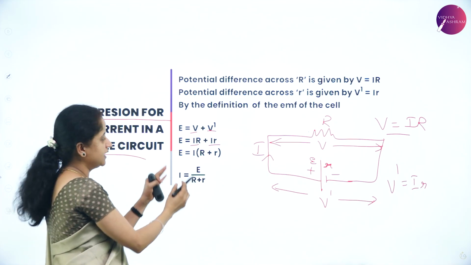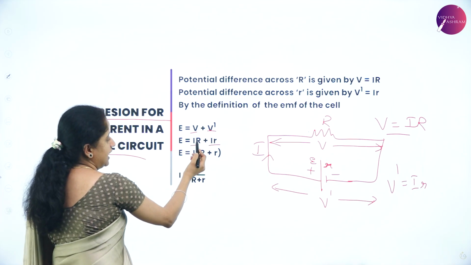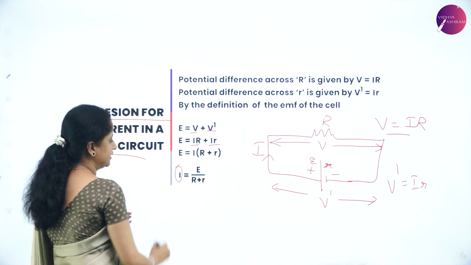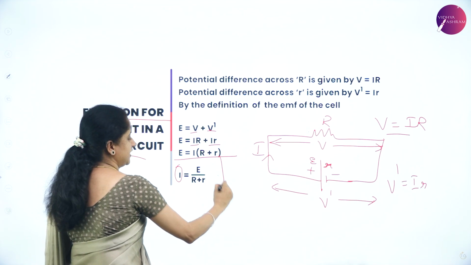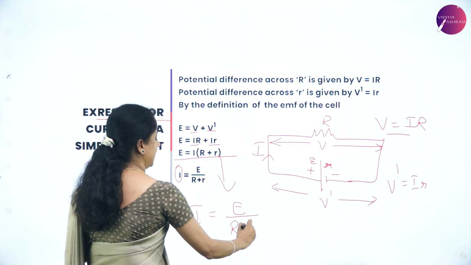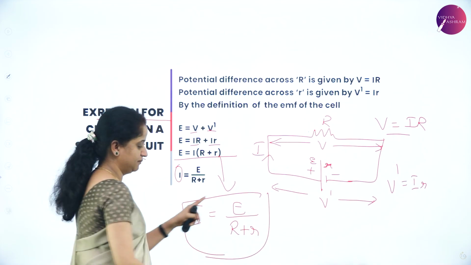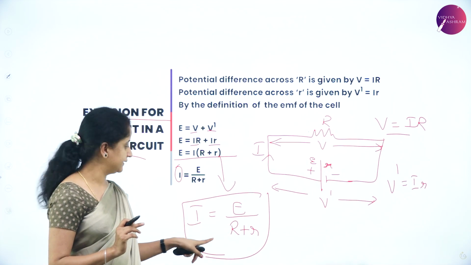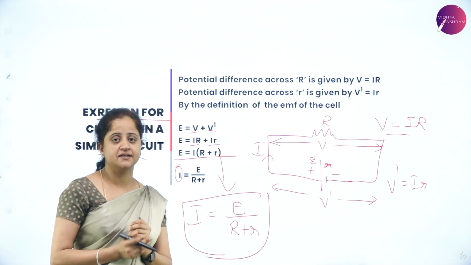I have taken it outside the bracket, and the remaining terms are R plus small r. Here we need the expression for current, and current is denoted by I, and from this expression we can write I is equal to E divided by R plus r, where E is the EMF of the cell, capital R is the resistance of the resistor connected, and small r is the internal resistance.